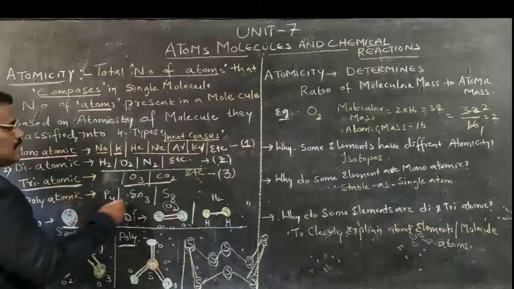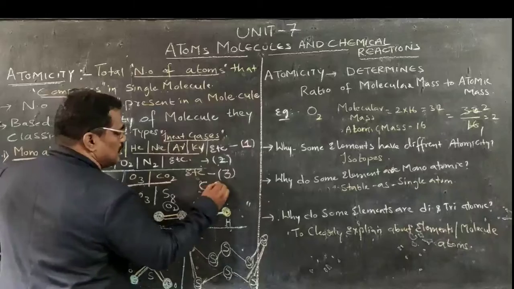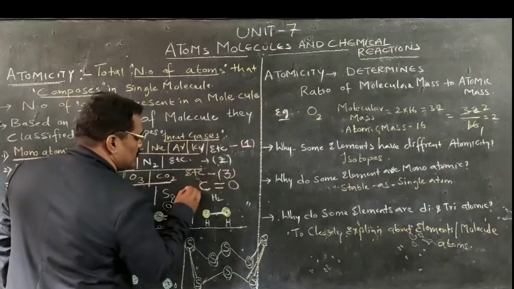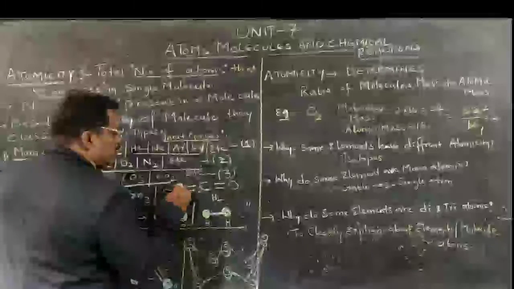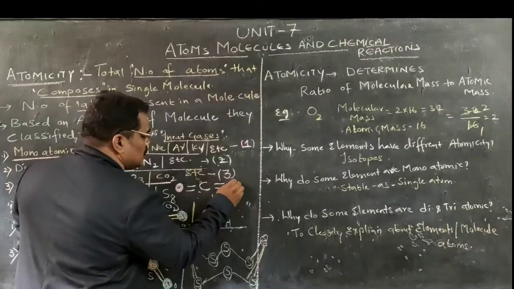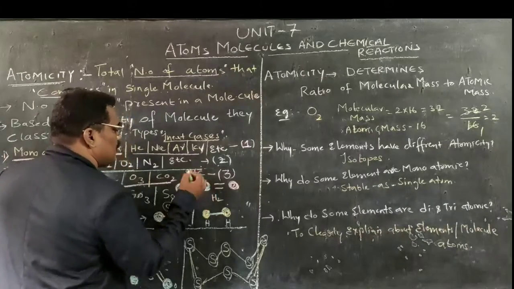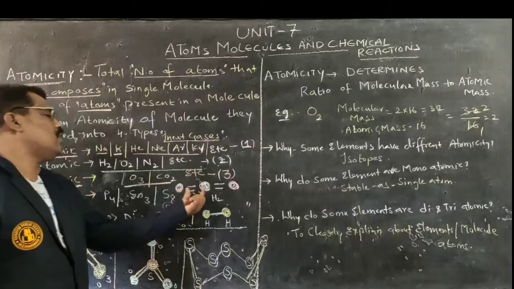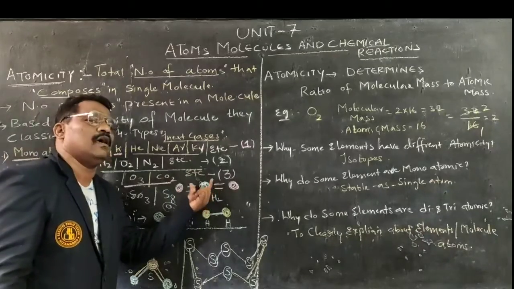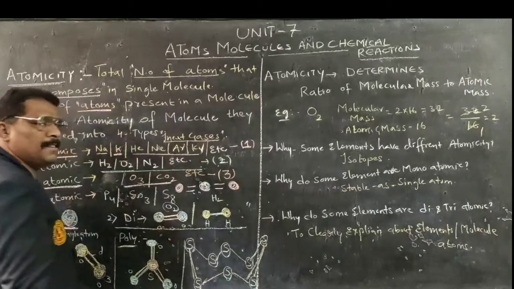Similarly, another example is carbon dioxide. Carbon is in the middle, with oxygen on this side and oxygen on this side. One oxygen is one atom, the other oxygen is another atom, and carbon is also an atom. In between, double bonds exist. Therefore it is also a triatomic molecule whose atomicity is 3.